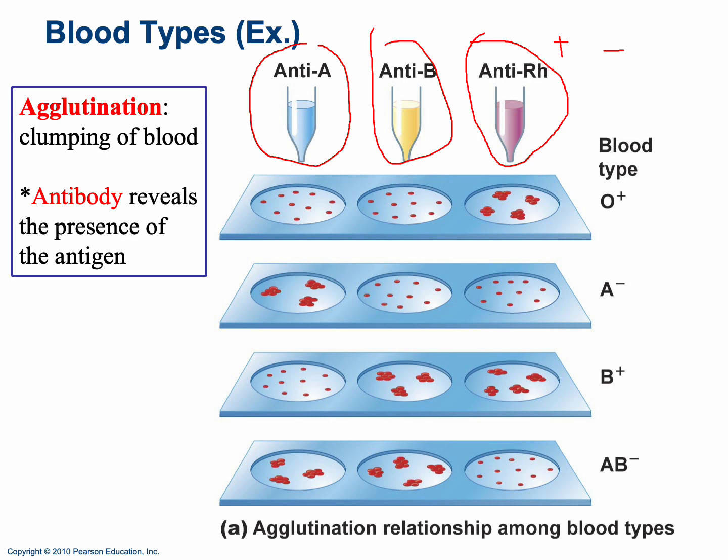And the one thing to make sure to keep a close eye on is looking at the clumping of blood, which is termed the agglutination. So agglutination is referring to the clumping of blood. The antibody will reveal the presence of the antigen. So these serums are referring to these two antibodies. So in this well, the blood will clump in this depression well.